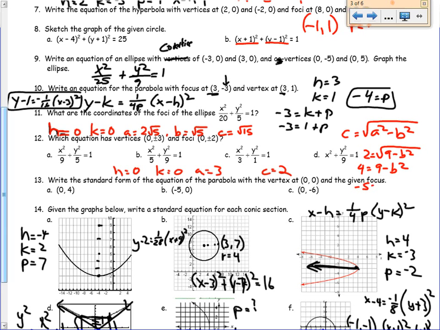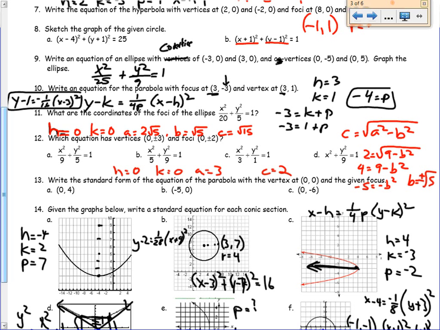Negative 5 equals negative B squared. And then B is equal to plus or minus the square root of 5. So there's what your B is. So if your B is the square root of 5, what's the square root of 5 squared? 5. So A is 3, B is 5.